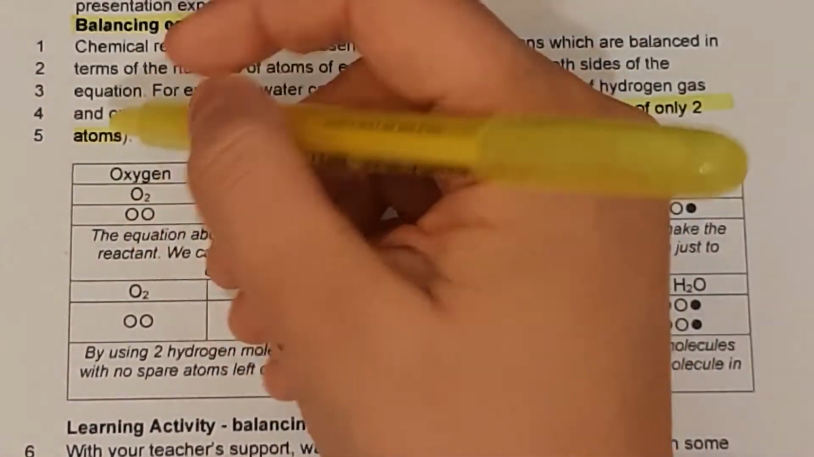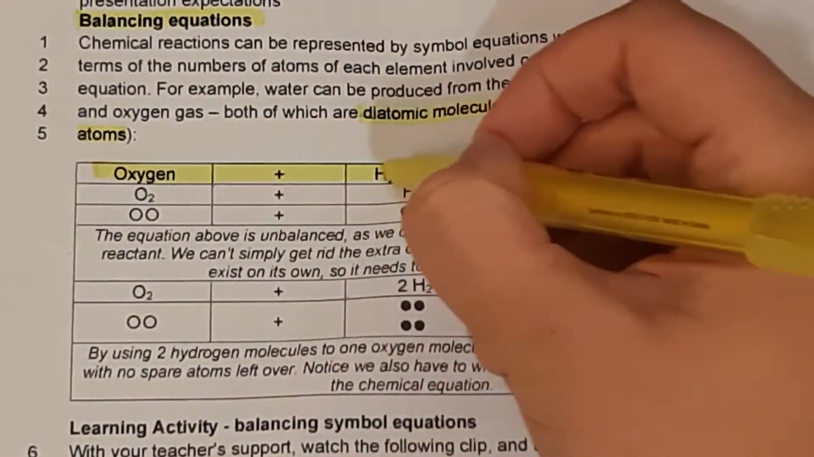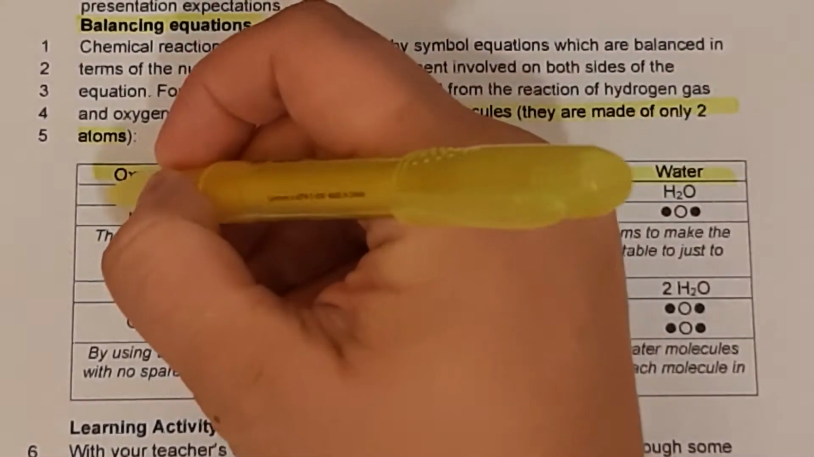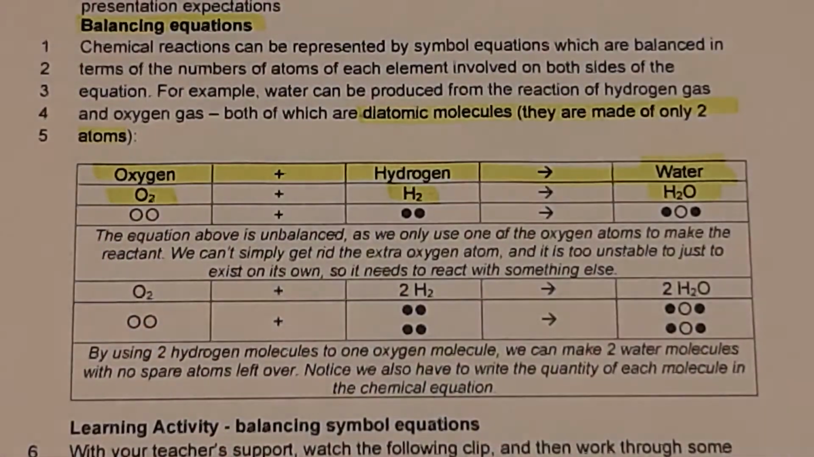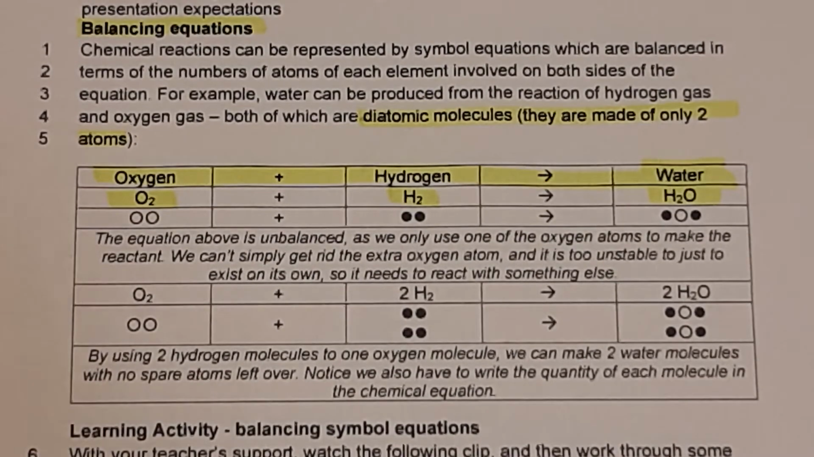So this is our equation here. And then we have our chemical symbols. So O2, H2 and H2O. So if you've got other colours of highlighter or colouring pens, you can follow along and do this with me. I like to use a bit of colour for this.